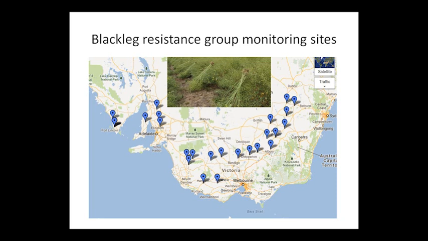In Victoria, or in southern Australia, we've got these blackleg monitoring sites which are co-located with NVT trials. And at each of these sites, we've sown each of the 7 blackleg resistance groups, and we monitor each of those groups at each site. Basically, we use the information for determining if resistance is being overcome against any of our resistance genes, and obviously give the advice out to the growers and advisors.